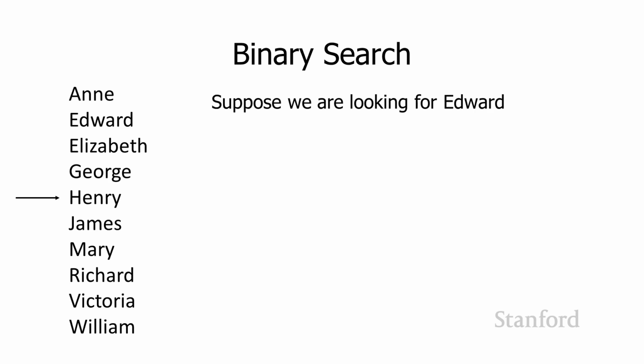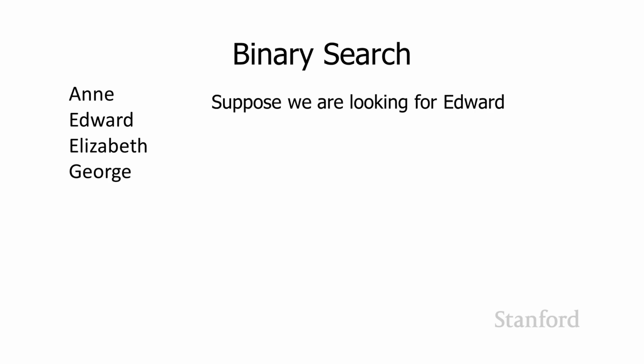And so what I can do here is ask, does the name Edward, if it were actually on this list, come before Henry or after Henry? Since the list is alphabetized, I know that E comes before H, and therefore I toss out all the items from Henry onwards. I'm not interested in those. And I know that if Edward is on the list, it needs to be somewhere in the first half of the list, somewhere between Anne and George. So I go ahead and toss those items out.